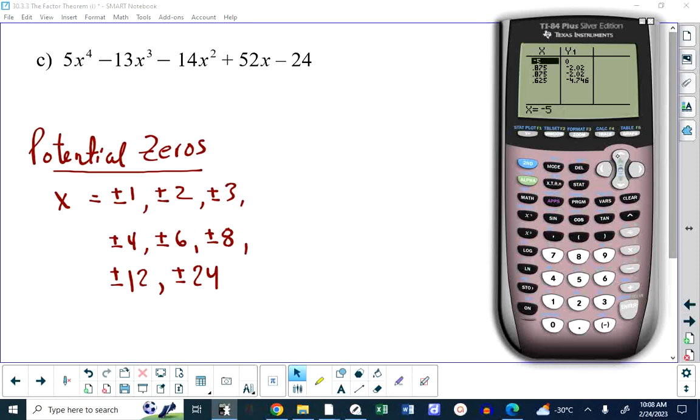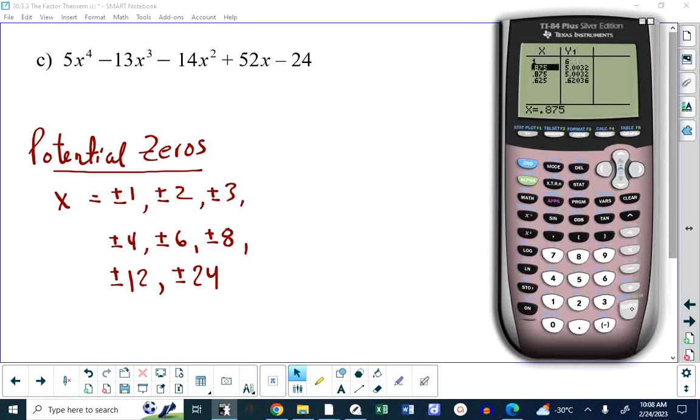Again, just cheating the system a little bit here. 5x to the 4 minus 13x cubed minus 14x squared plus 52x minus 24. Just do, as I said, a thorough double check. I think that looks okay. Go to my table.